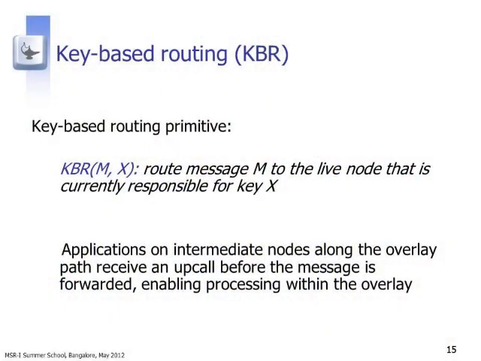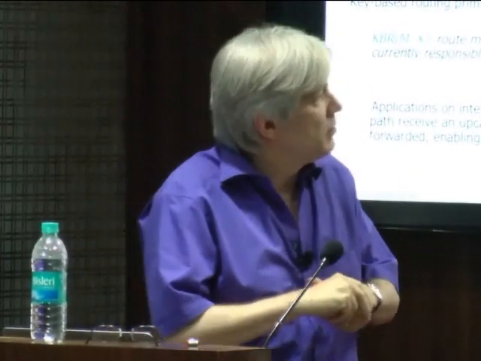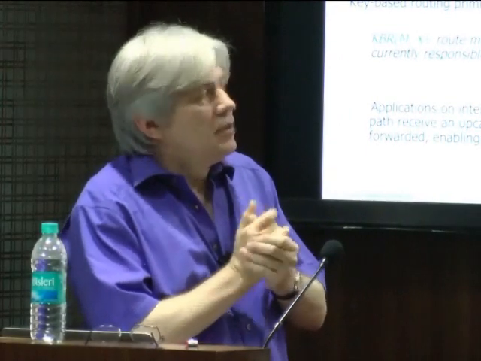Okay, so the next thing we need to do is, we've assigned these state objects to nodes, and we need a way of accessing them. This is done with what's called a key-based routing primitive. Every overlay node implements this primitive that routes a message M to the live participating node that is currently responsible for the key X. We know who's responsible for that key based on this consistent hashing scheme, which everyone can compute. This primitive also does something else: as it routes the message through the overlay network, it performs upcalls at the intermediate nodes, giving applications an opportunity to do certain computations or even redirect the route. But I will just mention this in passing at this point. We'll talk about it more later.